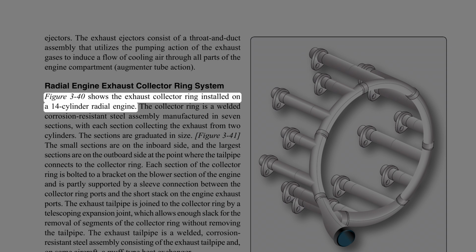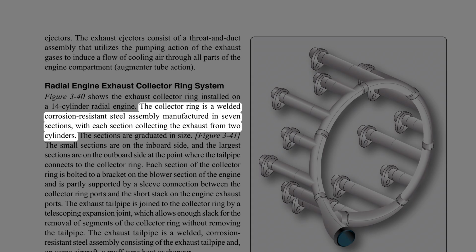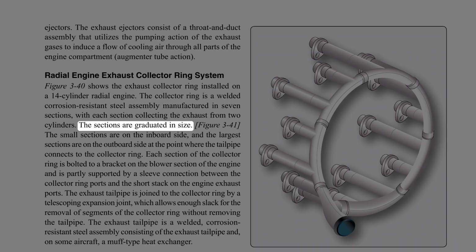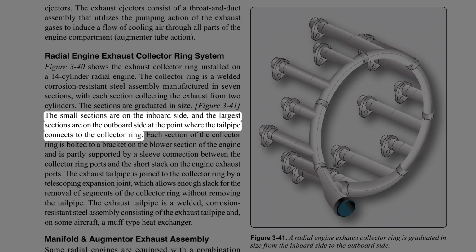Radial engine exhaust collector ring system. Figure 3-40 shows the exhaust collector ring installed on a 14-cylinder radial engine. The collector ring is a welded corrosion-resistant steel assembly manufactured in 7 sections, with each section collecting the exhaust from 2 cylinders. The sections are graduated in size. The small sections are on the inboard side, and the largest sections are on the outboard side at the point where the tailpipe connects to the collector ring.